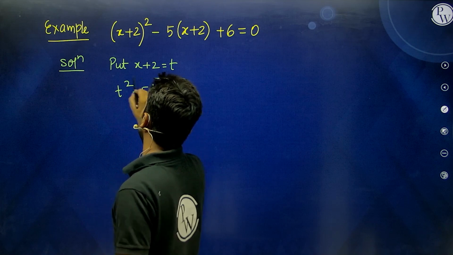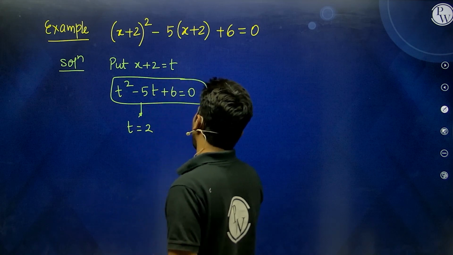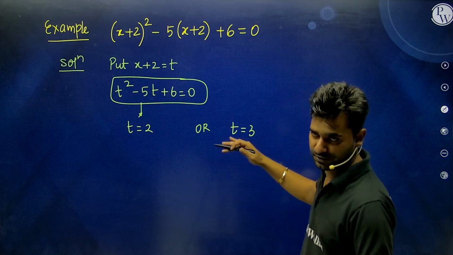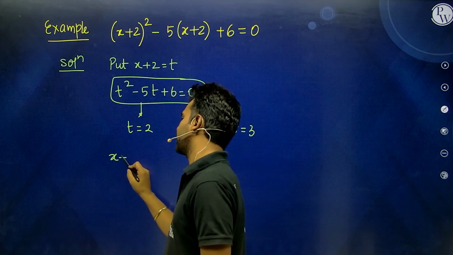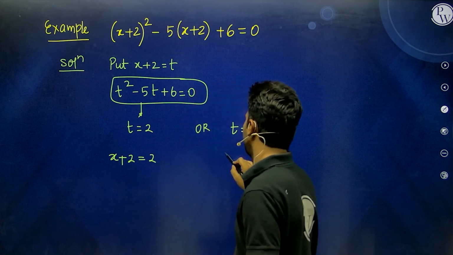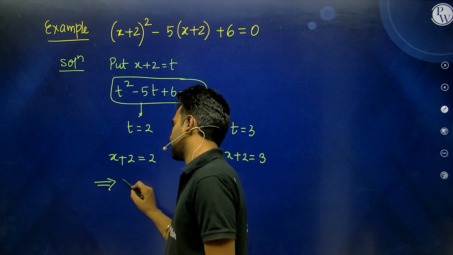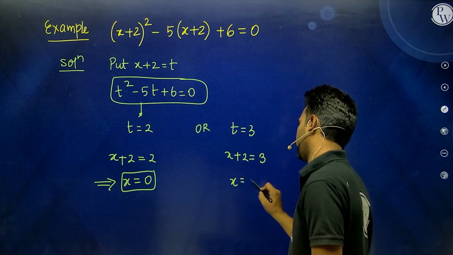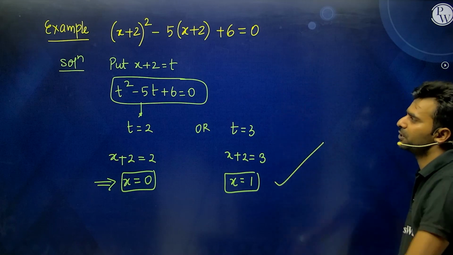Yes or no, kids? And from here, you can write down the solution t is equal to 2 or t is equal to 3. But these are values of t, not of x. You have to ultimately solve for x. So t is nothing but x plus 2, putting it over here, what we get is the value of x only, that is x equal to 0 or x equal to 1. Yes or no, kids? So these are my two required solutions from this particular question.